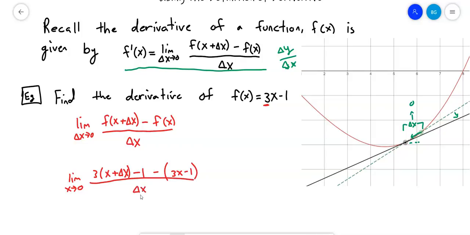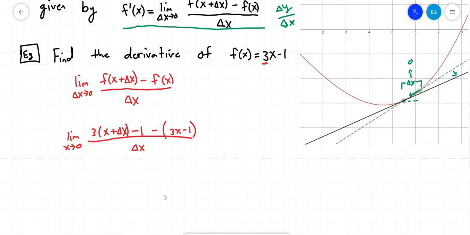Okay. So far so good. Nothing too terribly tricky right now. Let's go ahead and distribute that 3.